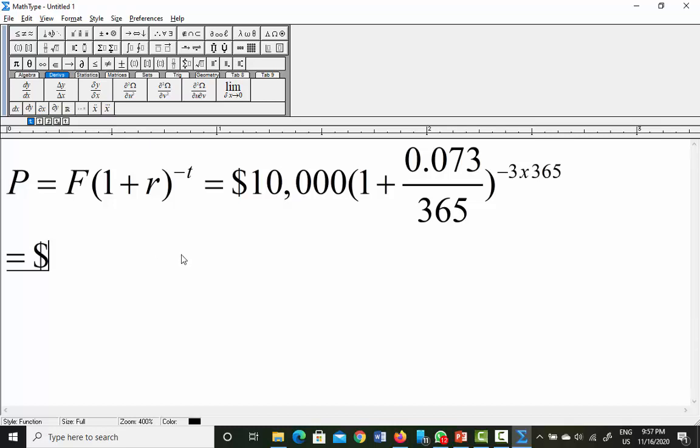So that means we will get $8,033.393. So that's the present value. That means if you invest $8,033.393 today, in that case after 3 years you will have $10,000 to invest in your business, right?